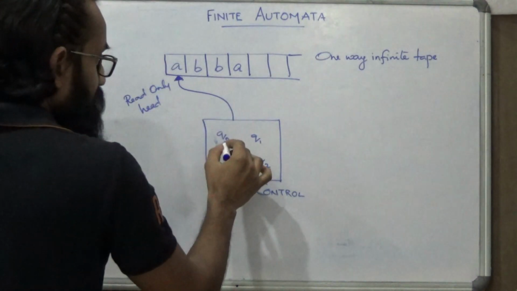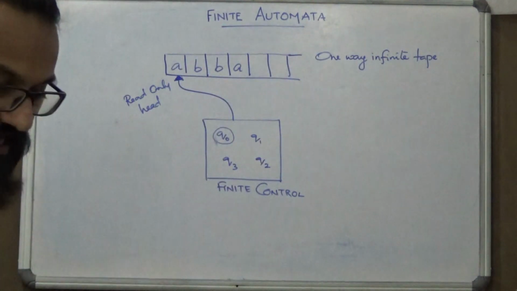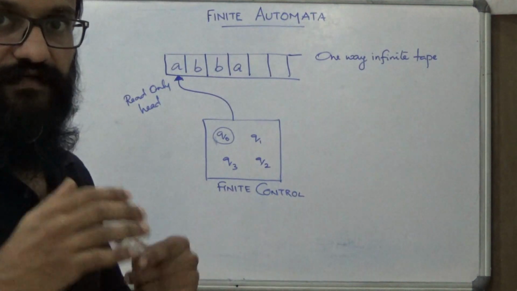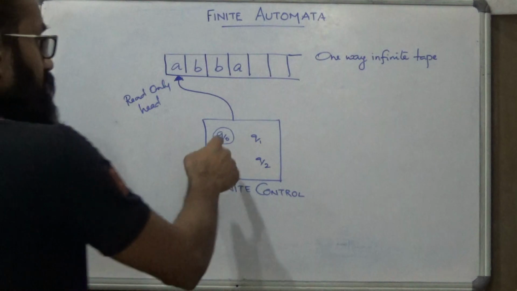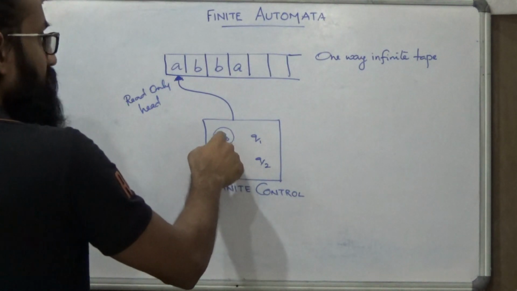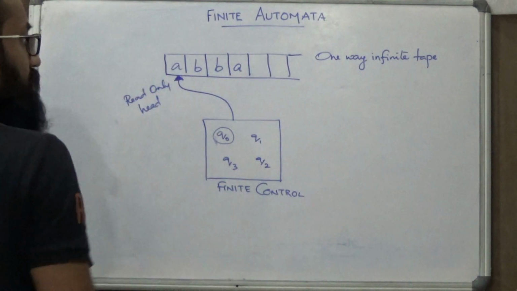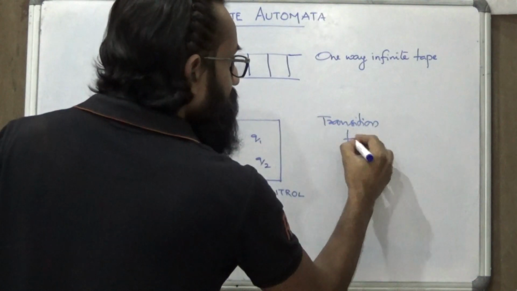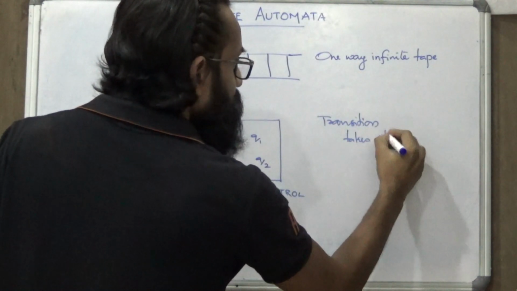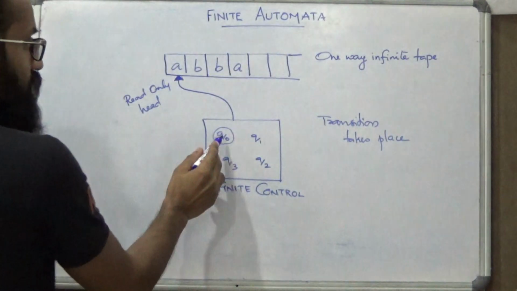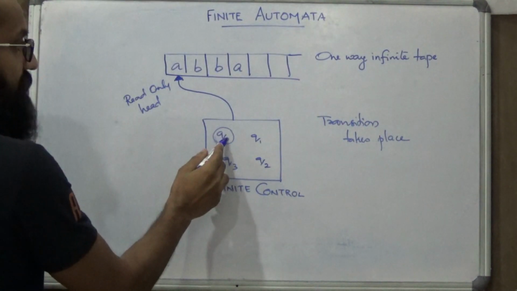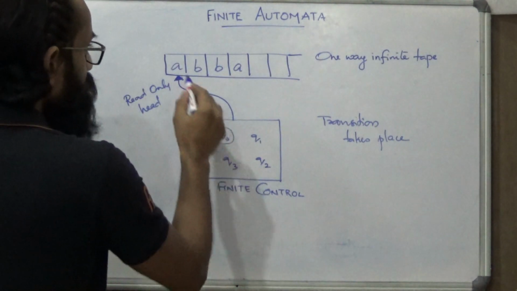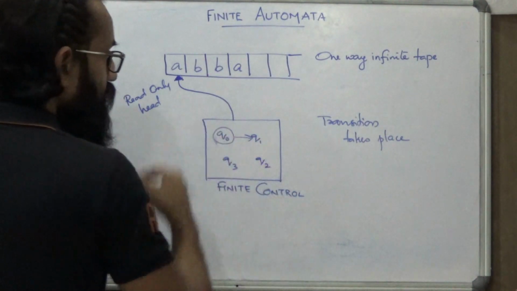Again, we assume that there will be a starting state. So let the starting state be Q0. Assume that Q0 is the starting state always. Depending upon the current state and the input symbol, transition takes place. Transition in the sense, assume that from Q0 for input A, it goes to Q1.